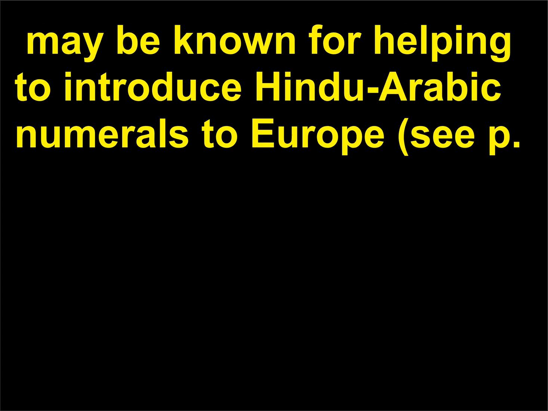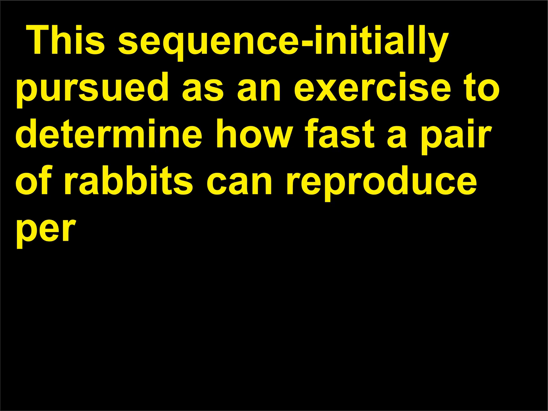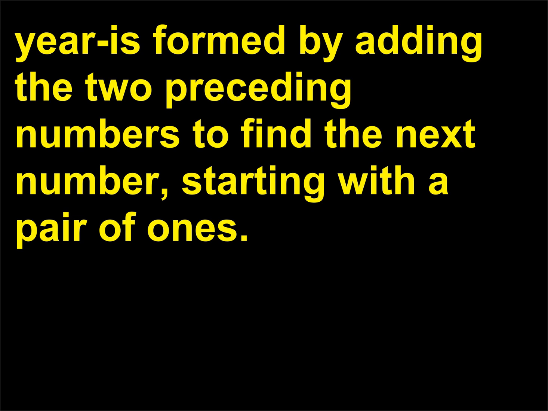He may be known for helping to introduce Hindu-Arabic numerals to Europe, but he also is famous for the sequence of numbers he discovered. This sequence, initially pursued as an exercise to determine how fast a pair of rabbits can reproduce per year, is formed by adding the two preceding numbers to find the next number, starting with a pair of ones.